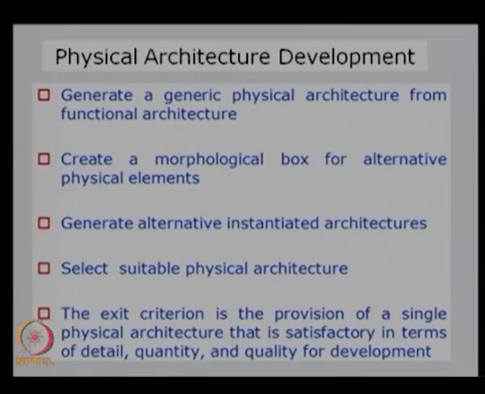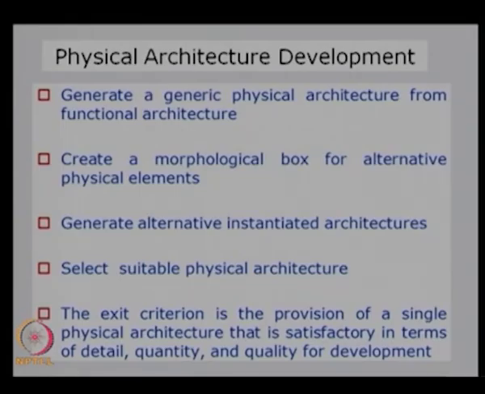And from this instantiated architecture we will have many choices, and then based on our requirement we will select a suitable physical architecture. So, we go through these steps. We will start with a generic physical architecture, and then we go for a morphological box to identify the alternatives, and using the morphological box we develop an instantiated physical architecture, and using the instantiated architecture we will identify a desired physical architecture for the system.